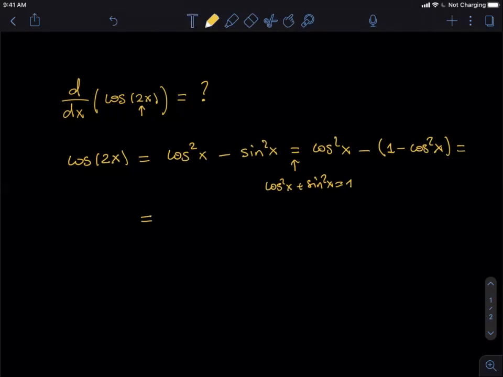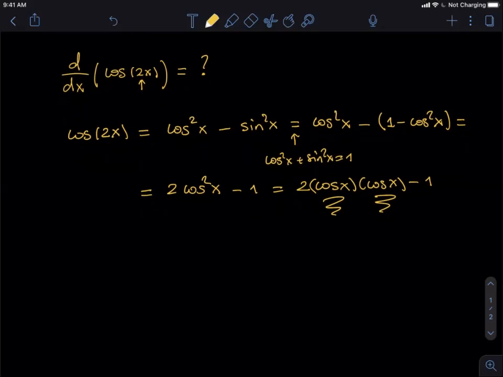Why did I do that? Well, because now I have twice the cosine square of x minus 1, which is twice cosine of x times the cosine of x minus 1. And now I have a product of two functions that I know how to differentiate. So here, thanks to trigonometry, I will be able to do this derivative.